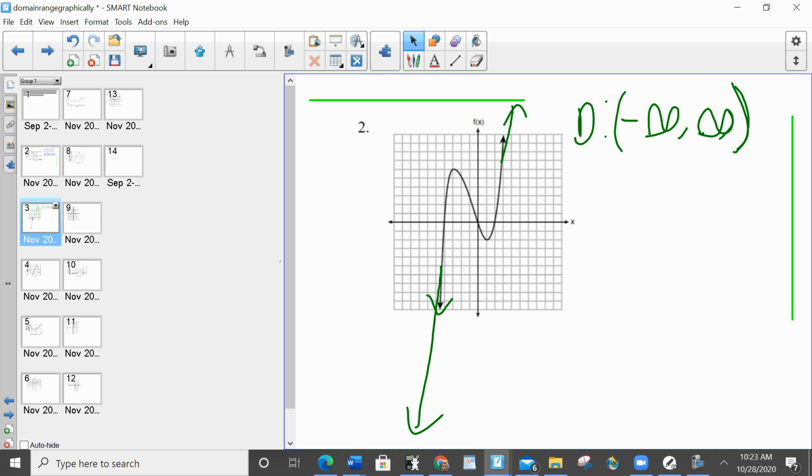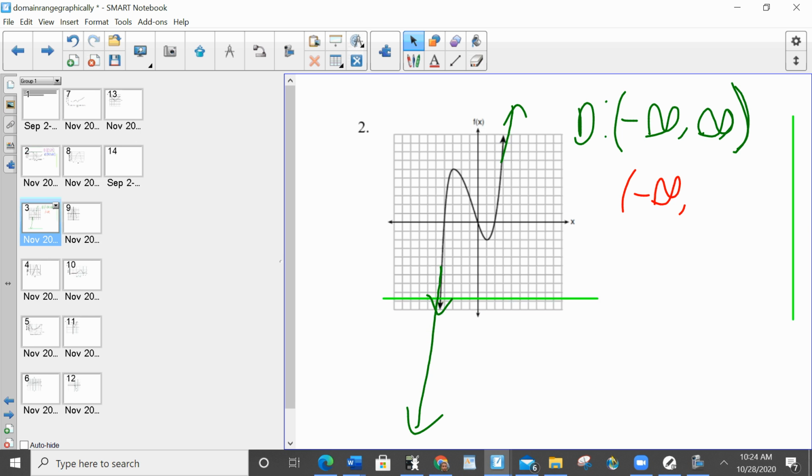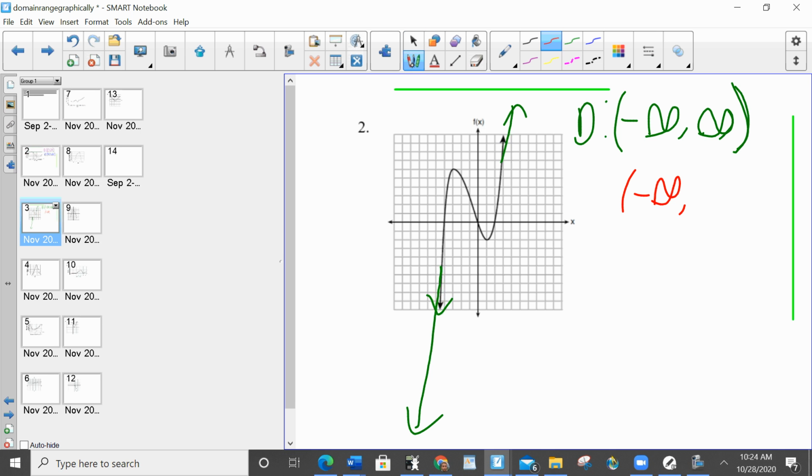Now, for my y values, I'm going to hold it horizontally. I'm going to go bottom to top. Do I have graph all the way down here? Yes. So my range starts at negative infinity. I have graph, graph, graph, up to positive infinity. Again, infinity always gets parentheses. So for this function, my domain and range are both negative infinity to positive infinity, since there are arrows pointing down and left and up and right.